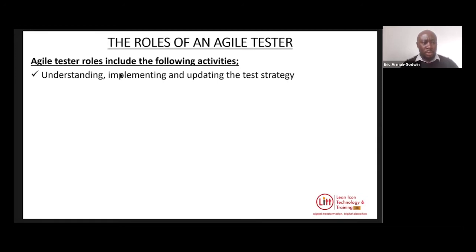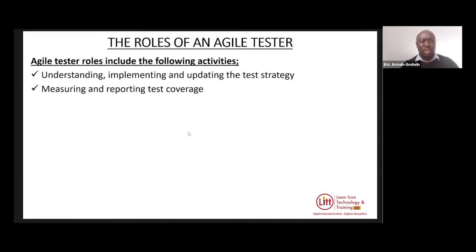First of all, one of the roles of the Agile tester is understanding, implementing, and updating the test strategy. Depending on what the test strategy is, testers on Agile projects should focus on understanding, implementing, and updating it, be it BDD, TDD, exploratory testing, session-based, whatever it is. Testing has to make sure they understand and implement and update these test strategies.